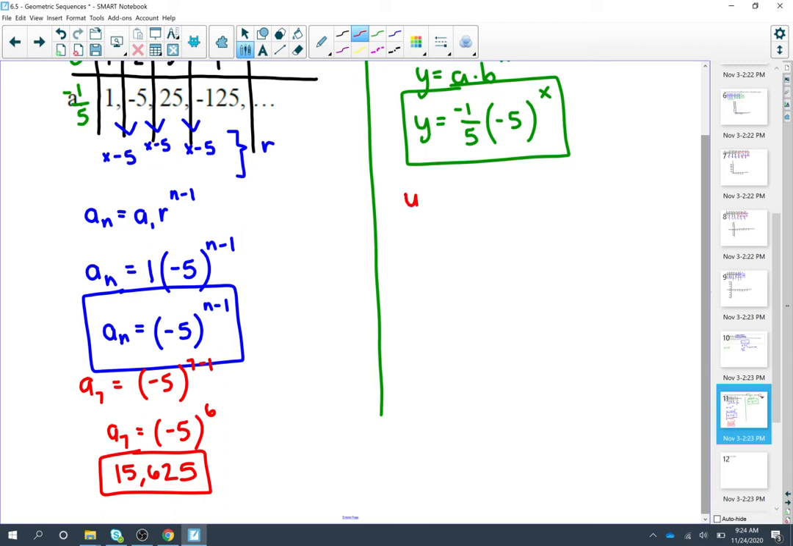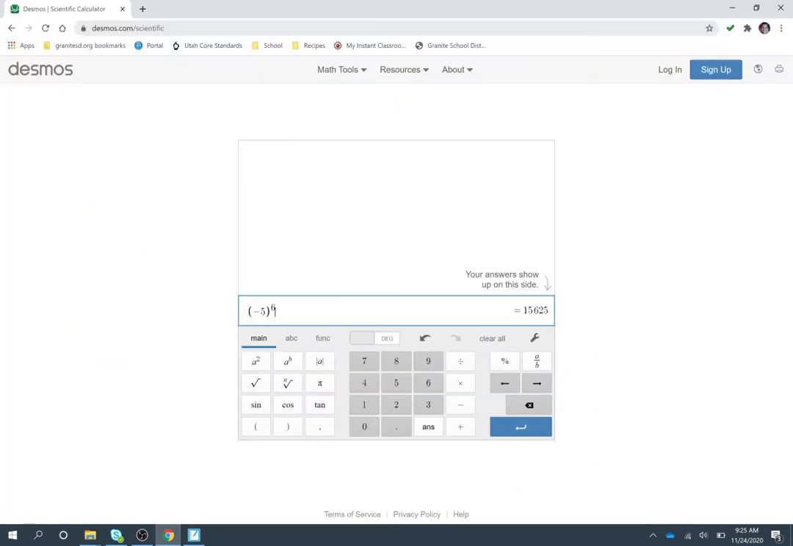So here we're going to have y equals negative 1/5 times negative 5 to the, remember we're finding a sub 7, to the 7th power. So y equals, and then I'm just going to go grab my calculator. Negative 1/5 times negative 5 to the 7th power. And notice we get the same thing, 15,625.